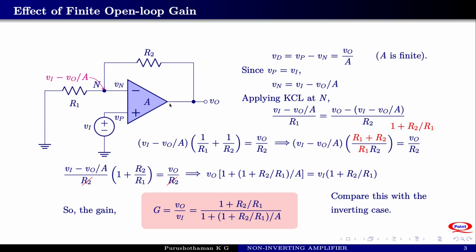So you can see that the numerator is the ideal gain of the amplifier, and the denominator is 1 plus (R2 by R1) by A. That is, (R2 by R1) is divided by A, the gain. And if A is infinity, the denominator becomes 1, so that the expression tends to 1 plus R2 by R1, which is the ideal gain of the non-inverting amplifier.